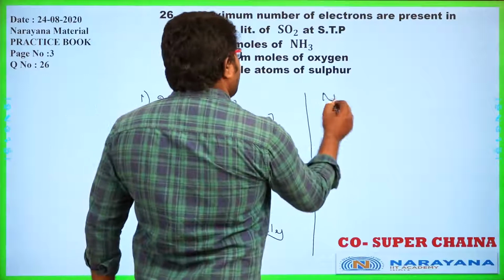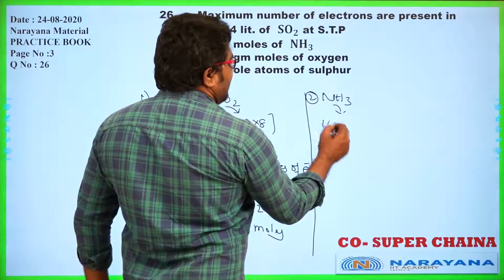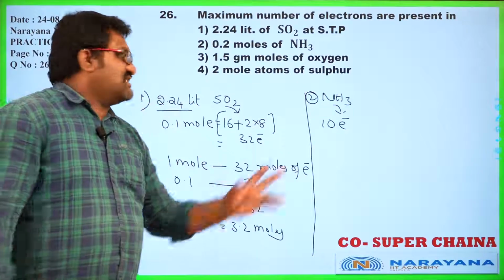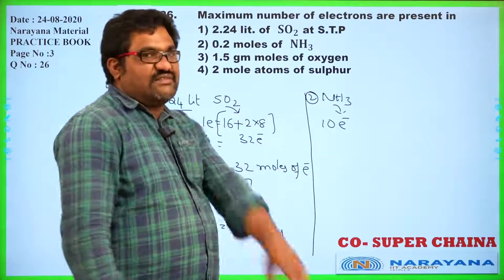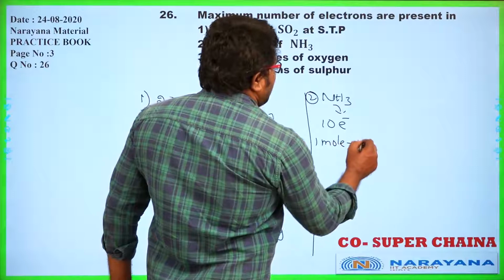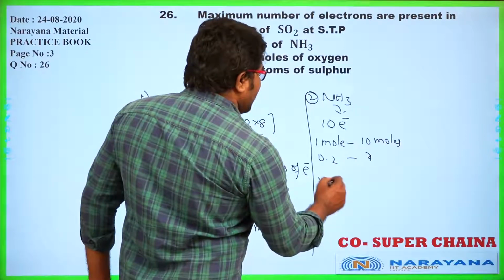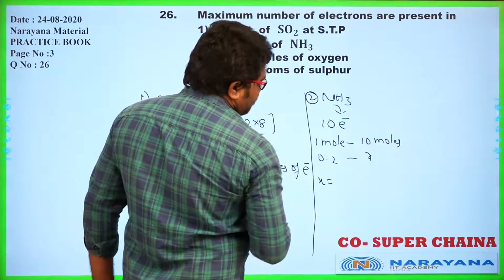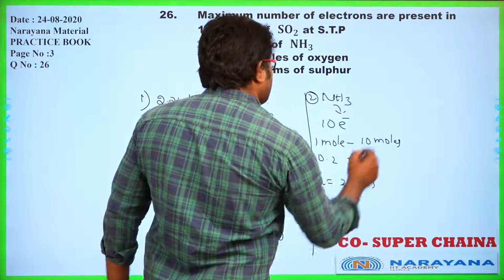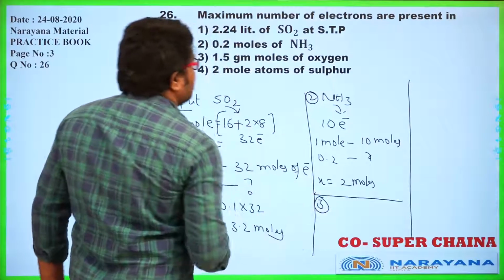0.2 mole of NH3. In one molecule, 7 plus 3, 10 electrons are there, because the atomic number of nitrogen is 7 and hydrogen is 1. So 7 electrons are there in one atom of nitrogen and 1 electron in one atom of hydrogen. If you take 1 mole, you have 10 moles of electrons. But here he is taking only 0.2. Now how many moles? X is equal to 0.2 into 10, that is, yes, 2 moles of electrons.